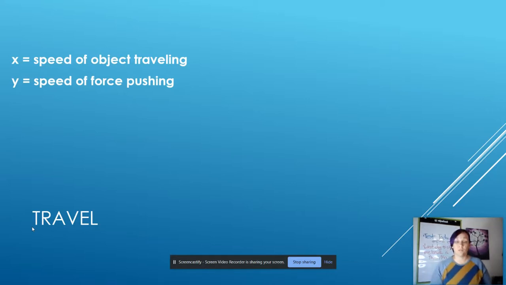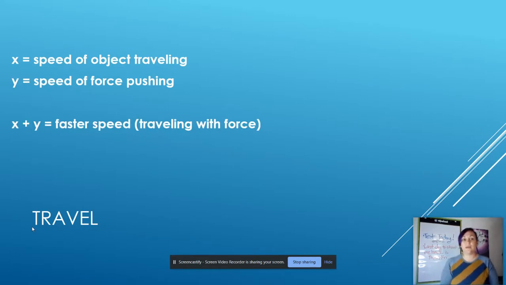If you're in a boat, you can travel with the stream and the stream will help you and push you along, or you can travel against the stream and the stream would push back at you. Okay, so y is the force that is pushing and x is the thing that is moving. These equations will always be set up the same way.